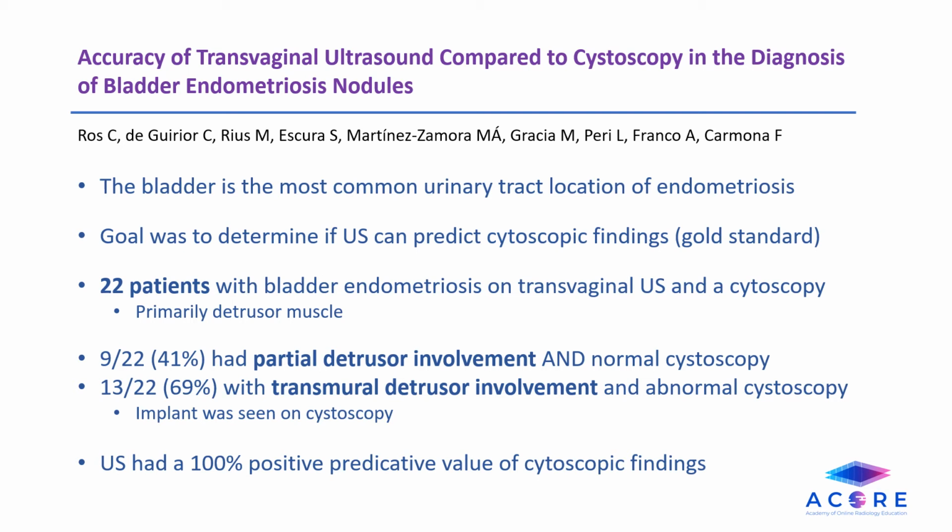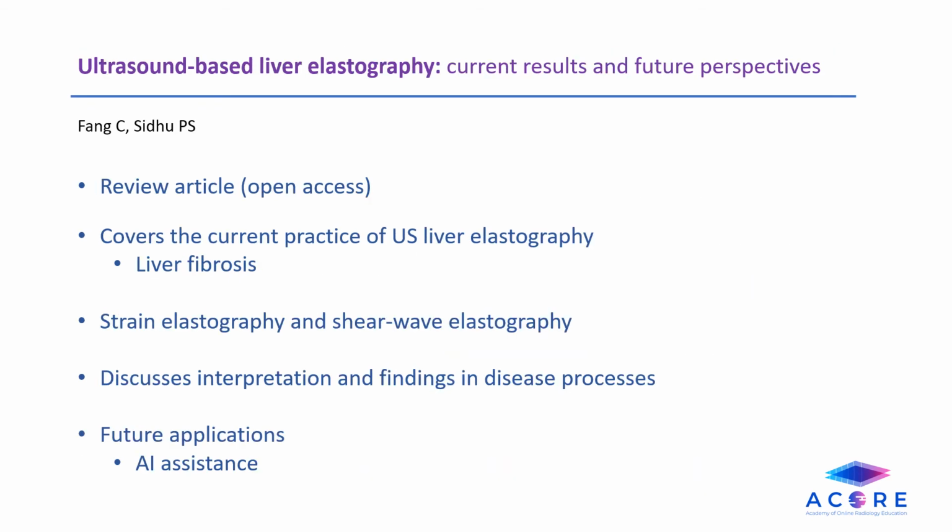which may be helpful for examination prior to cystoscopy. A review article published in Abdominal Radiology looks at liver elastography and the current practice as it relates to liver fibrosis. So they examined strain elastography and shear wave elastography, as well as discussing the interpretation and findings in numerous disease processes such as non-alcoholic fatty liver disease. They also briefly touch on future applications such as the use of artificial intelligence assistants to help with diagnosis. Interesting article, and I highly recommend it.